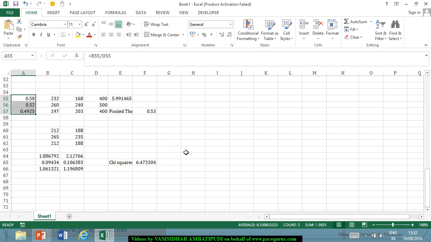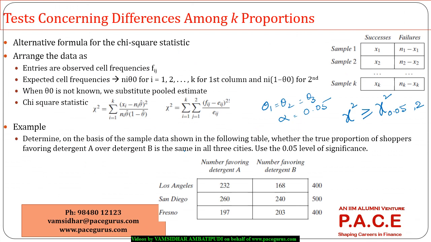There is some level of big difference that is coming out, and that is what our test is also typically showcasing. So this is an example you can look at when our objective is to perform the test where you want to compare the proportions across the various groups of data, right? All right.